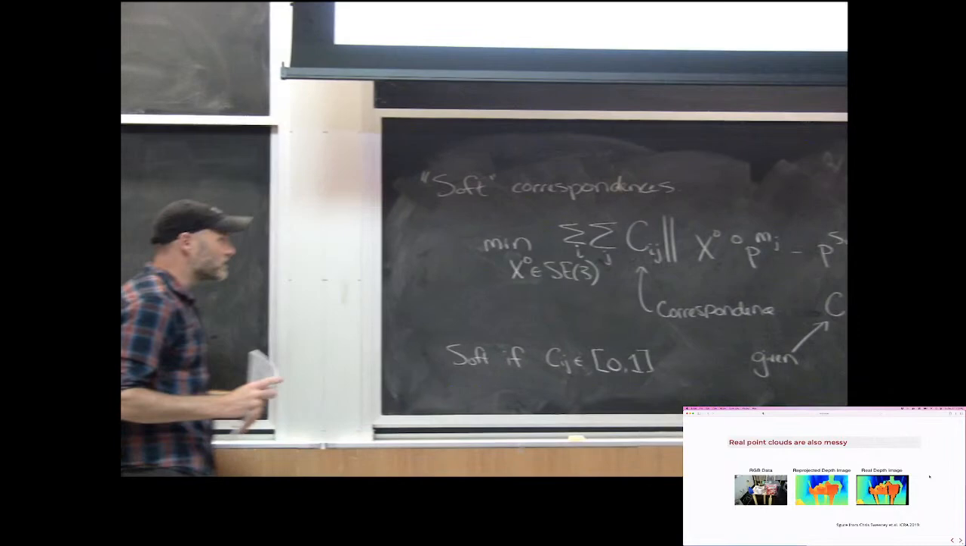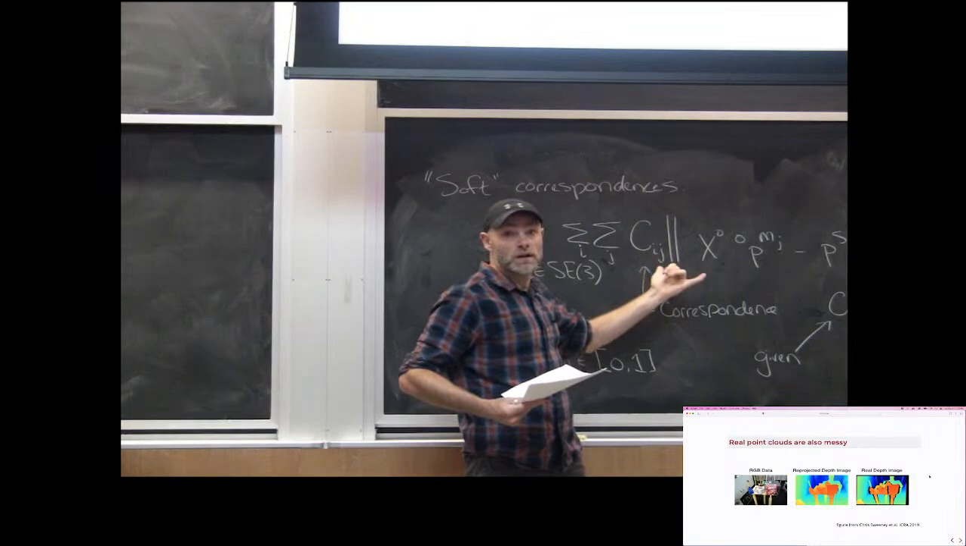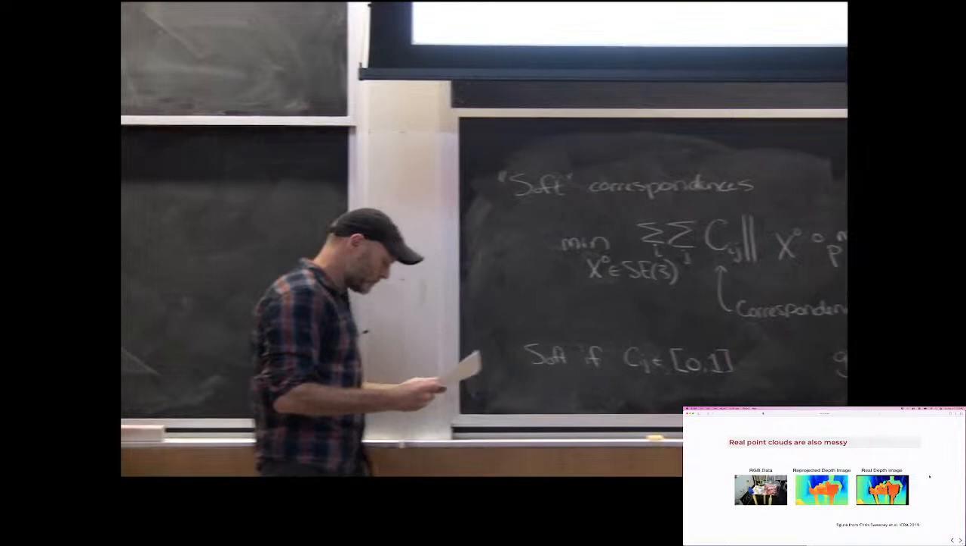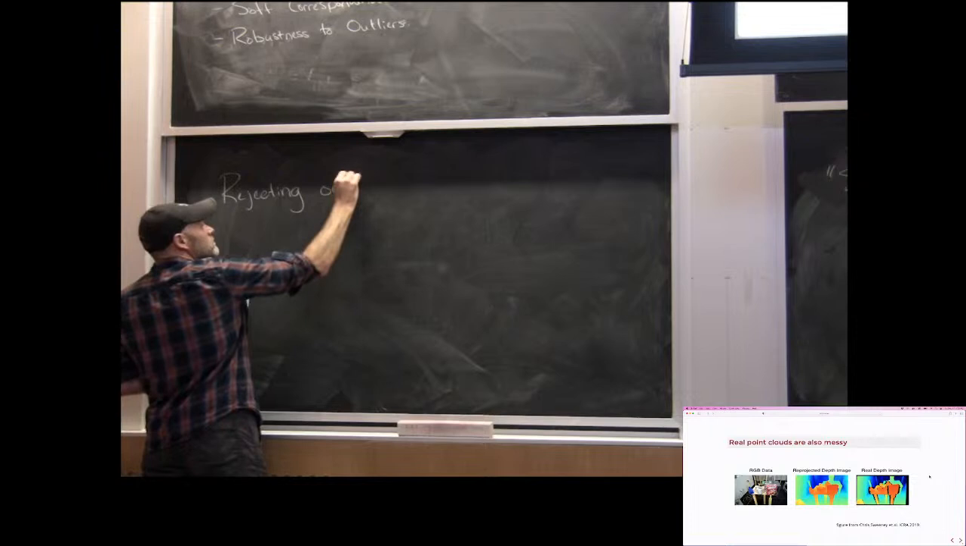But really, if I could solve this jointly, saying that both C and X are decision variables, find me the best fit among any correspondences, that would be the dream. That would solve the global ICP problem. We can't do that, but we're going to do something a little bit closer. Okay? So let's talk about rejecting outliers, basically removing spurious correspondences.